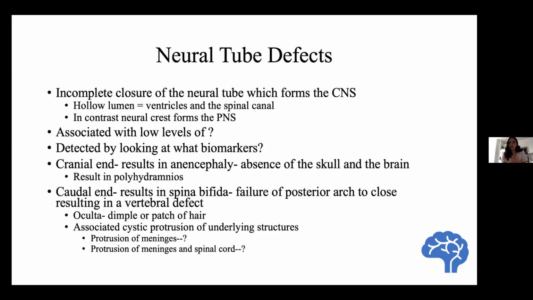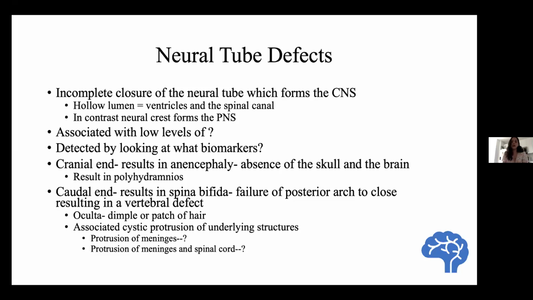Now, does anyone know what is a common vitamin that's associated with neural tube defects? You always make sure that pregnant women have a significant amount of this vitamin to prevent this from happening. Folate, vitamin B12. Yeah, folate is correct. There were quite a number of answers on B12. Folate is actually folic acid, and B12 is separate. Folate is the key one here, just because you have rapidly dividing cells and you need folate for that.